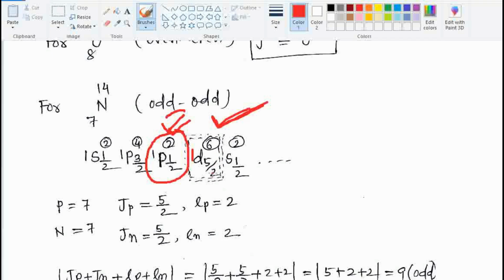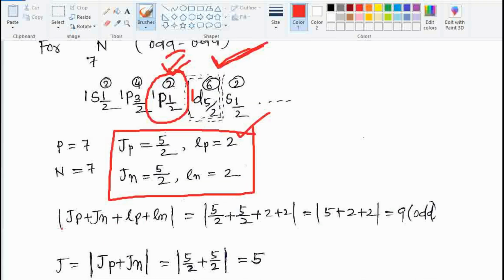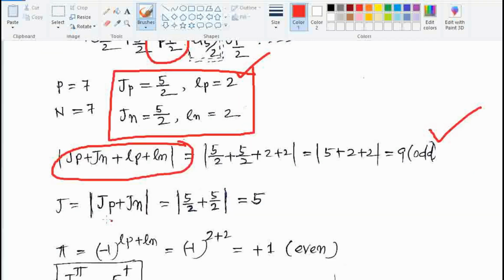For 1d 5/2, the Zp value equals 5/2, and the orbital angular momentum value L equals 2, because for d, L equals 2, and for p, L equals 1, like this. For both proton and neutron, the same values are coming. So that's why we apply the Nordheim rule, and this quantity is giving you 9, and it is an odd number. So if it is an odd number, the spin of this nucleus, that means nitrogen, is 5.